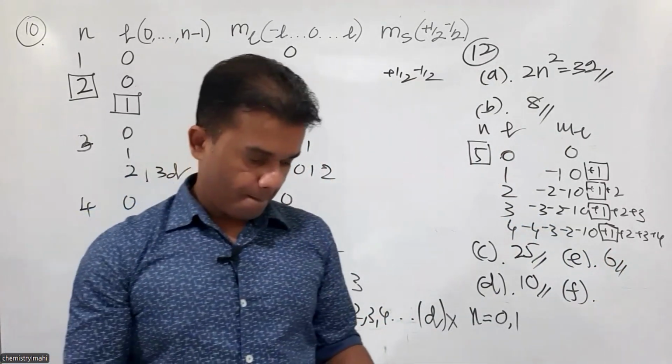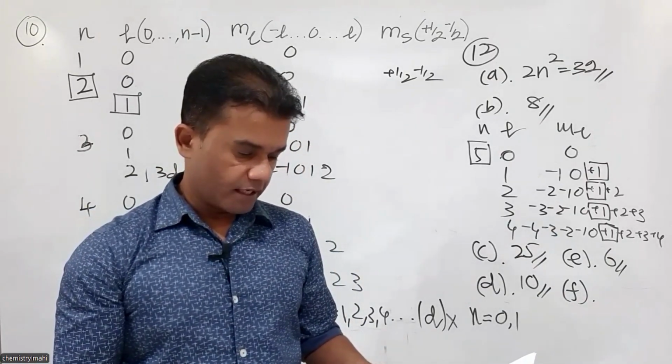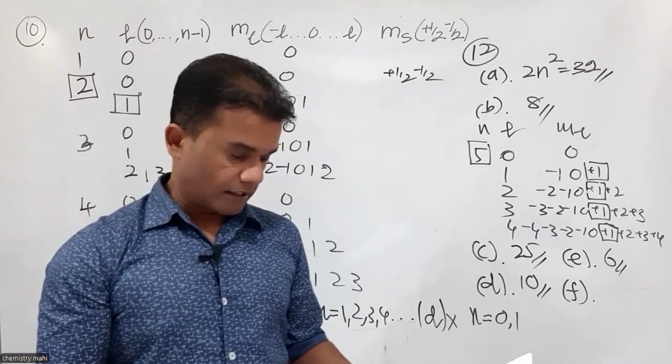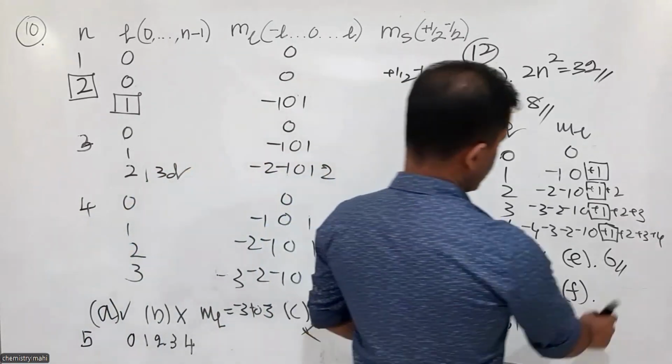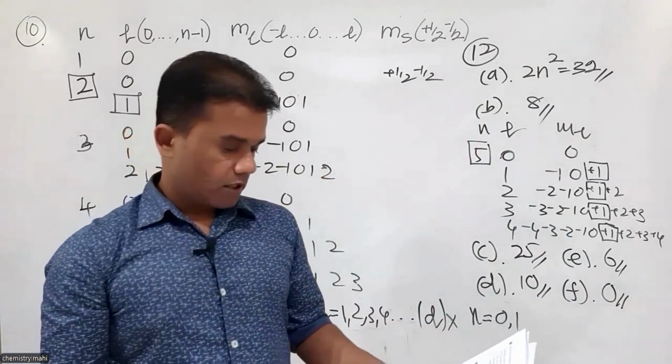F. n 0, L 0, ML 0. What is that? It's 0. Right? What is the maximum number for n 0? There is no electron in an atom that can have n equals 0. So 0.